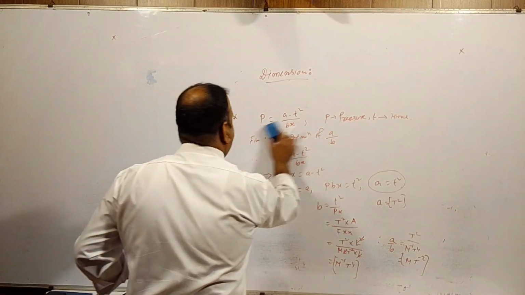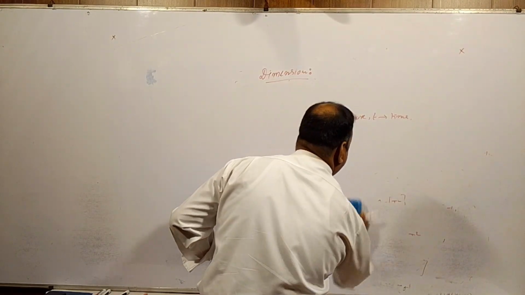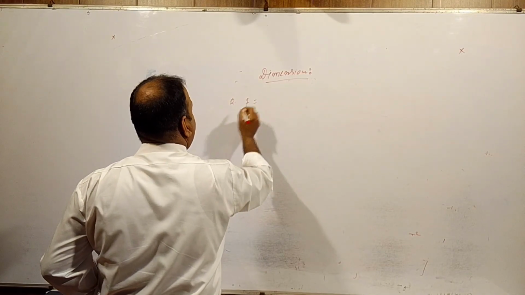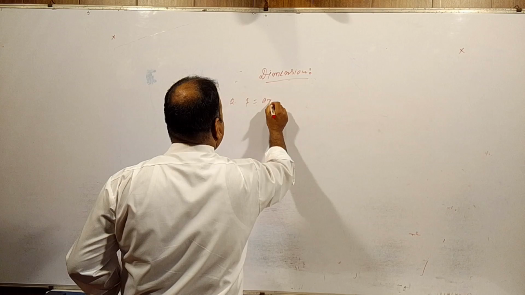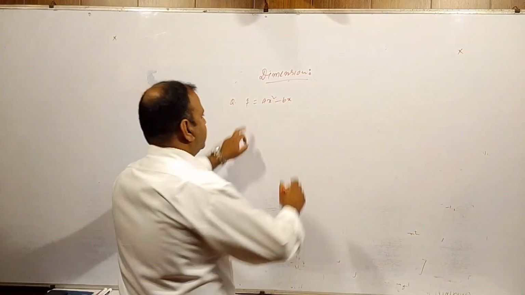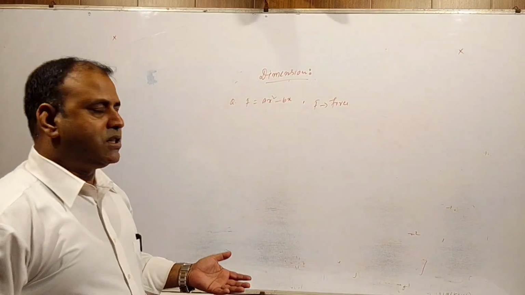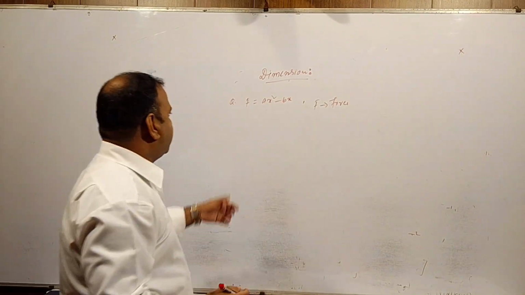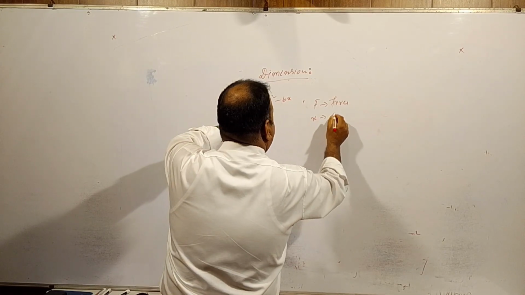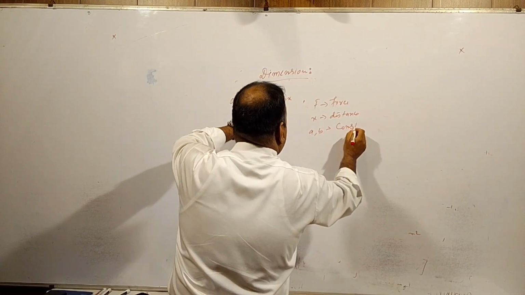So, next example. Suppose this is a question: we are given F is equal to a x square minus b x. Here F means force, and I am not writing the question in full form, because I am writing in shortcut. So F is force, x is a distance, and a and b are basically constants.